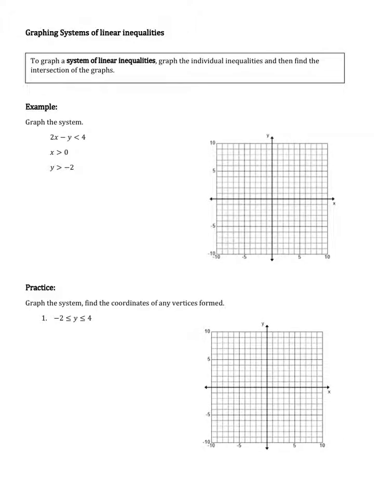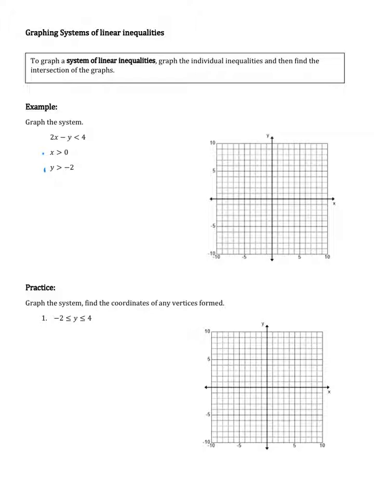So now we're going to graph a system of linear inequalities. If we look at the first example, we have three linear inequalities. I've got 2x minus y is less than 4, x is greater than or equal to 0, and y is greater than or equal to negative 2. These last two inequalities are actually just horizontal and vertical lines, so we're going to graph those first.